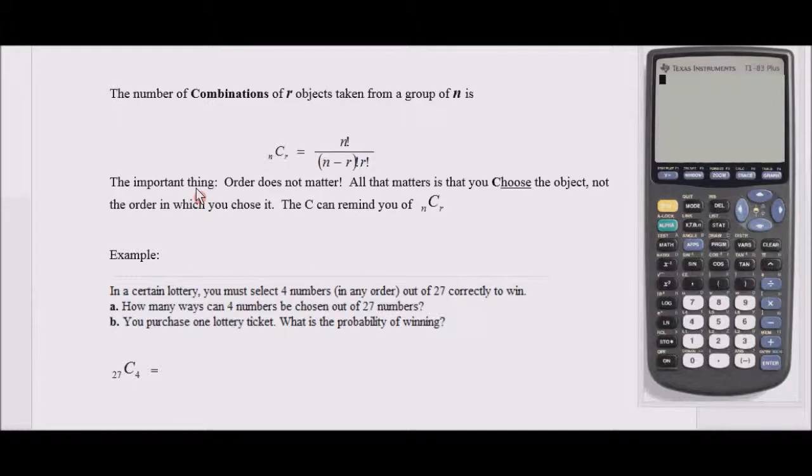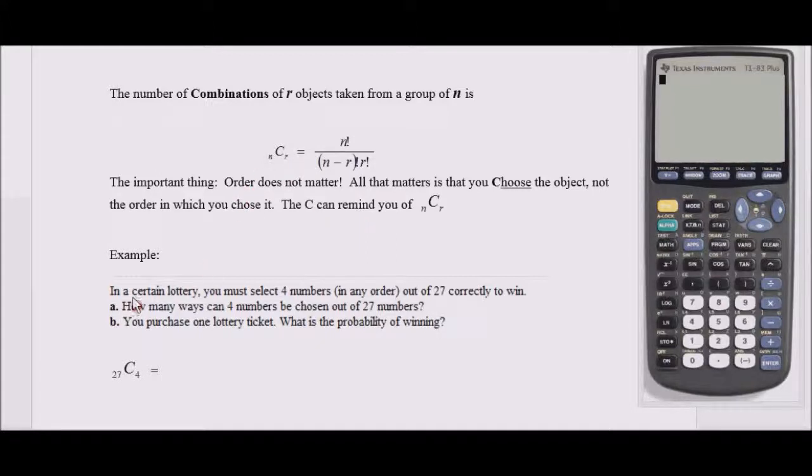Remember, with nPr, the order or the position of the object mattered. When it comes to combinations, the order does not matter. The only thing that matters is that you chose the object, not the order in which you chose it. And so the C in choose can remind you to use nCr.